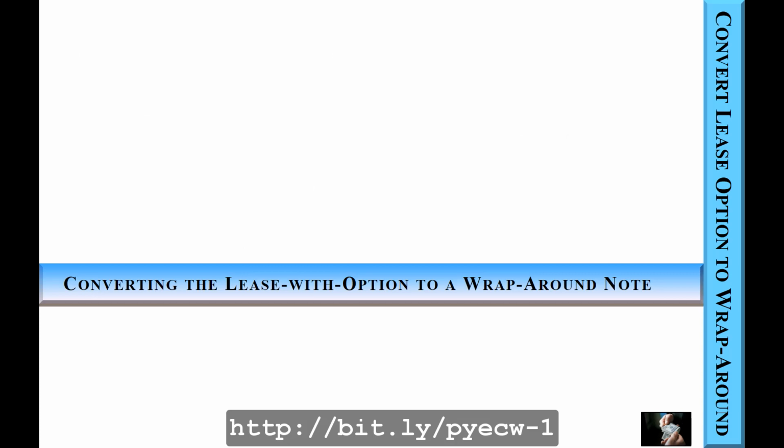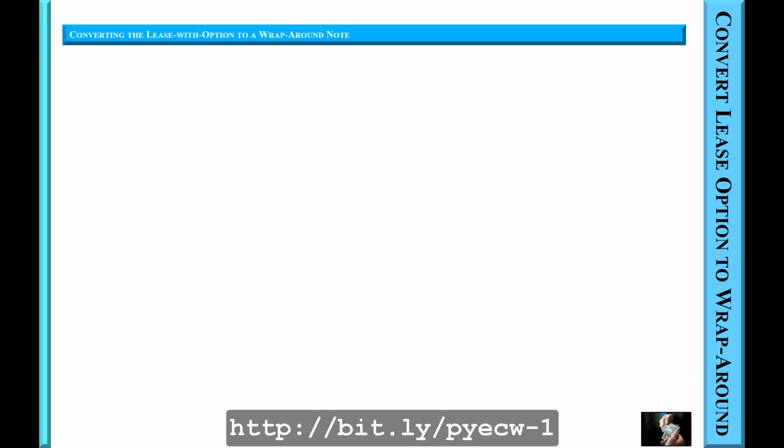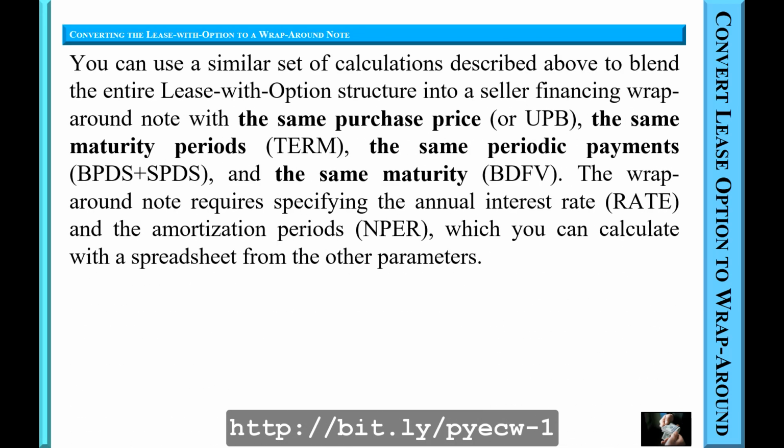Converting the lease with option to a wraparound note. You can use a similar set of calculations described above to blend the entire lease with option structure into a seller financing wraparound note with the same purchase price or unpaid principal balance, the same maturity periods, that is the maturity term, the same periodic payments, the sum of the blended periodic debt service plus the secondary periodic debt service, and the same maturity, the blended debt future value.